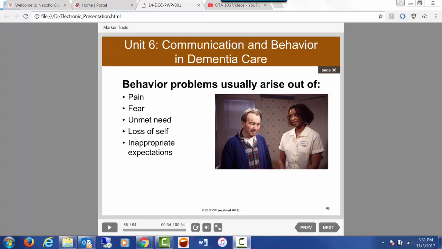Behavior disorders tend to get worse as the dementia progresses. Up to 90% of behaviors may be triggered by the caregiver or the environment.